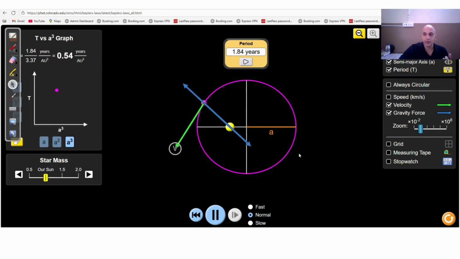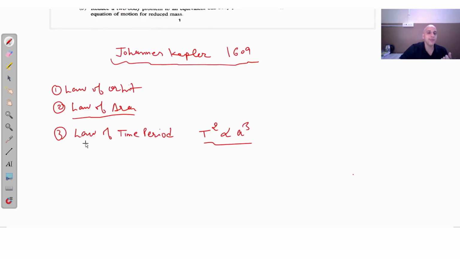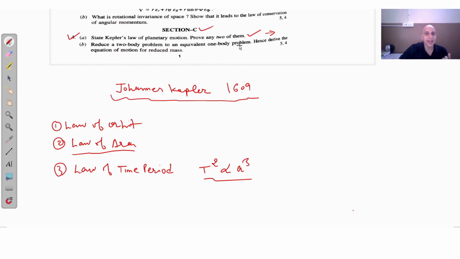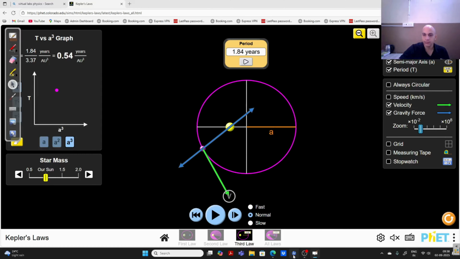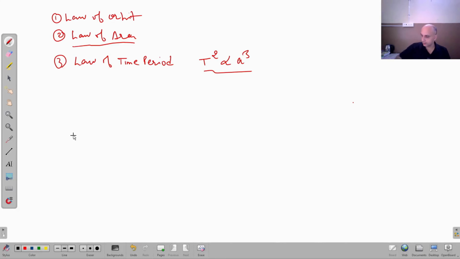Now I am coming back to the mathematical part of these 3 laws, as we have been asked to prove any 2 of them. So I am coming to the proof of these Kepler's laws. So let's derive the first law of orbits.